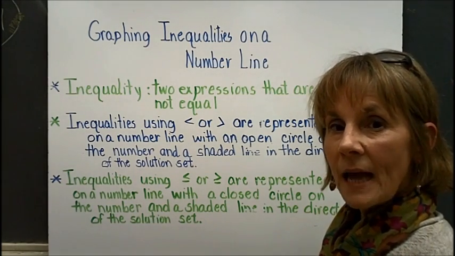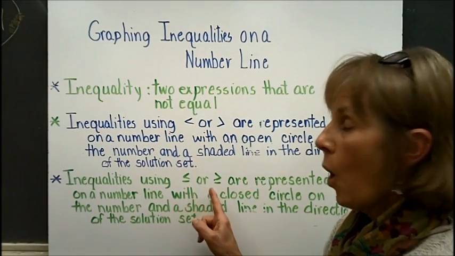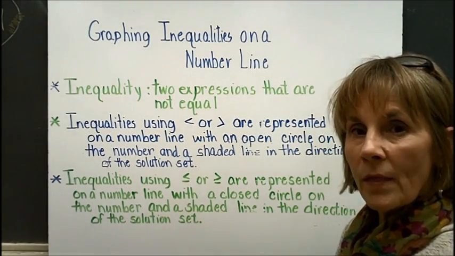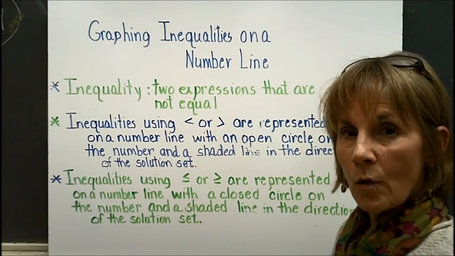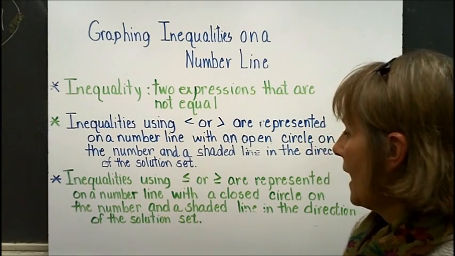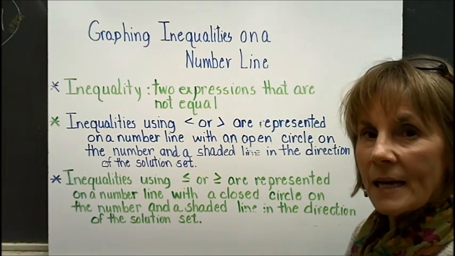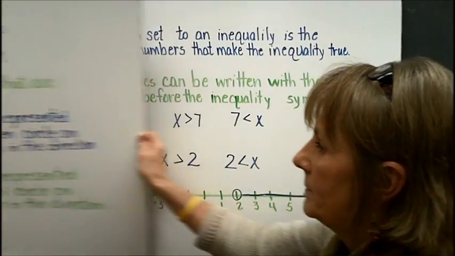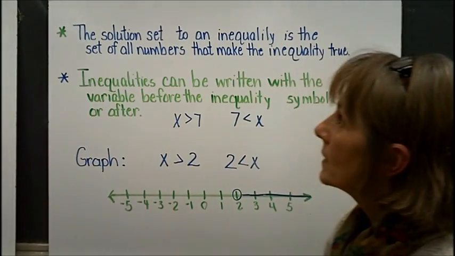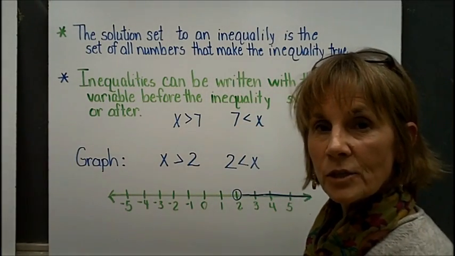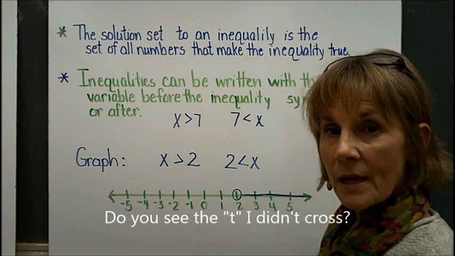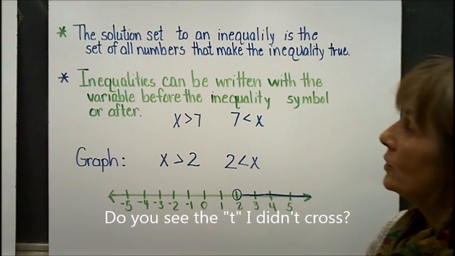Inequalities using less than or equal to or greater than or equal to are represented with a closed circle over the number and a shaded line in the direction of the solution set. The solution set to an inequality is the set of all numbers that make the inequality true.